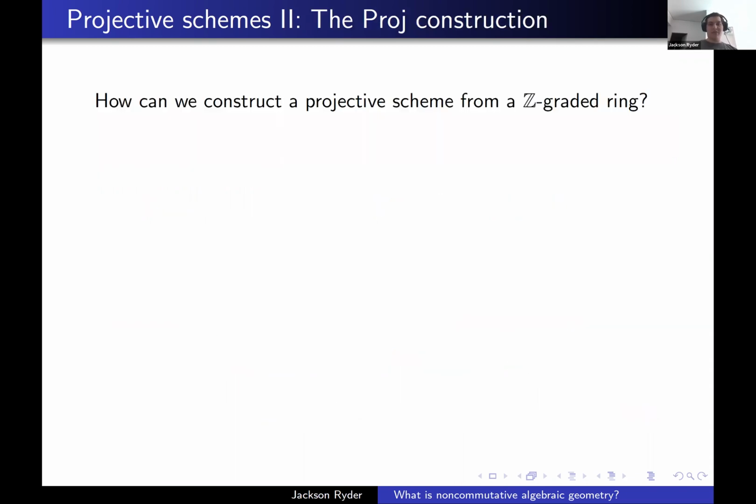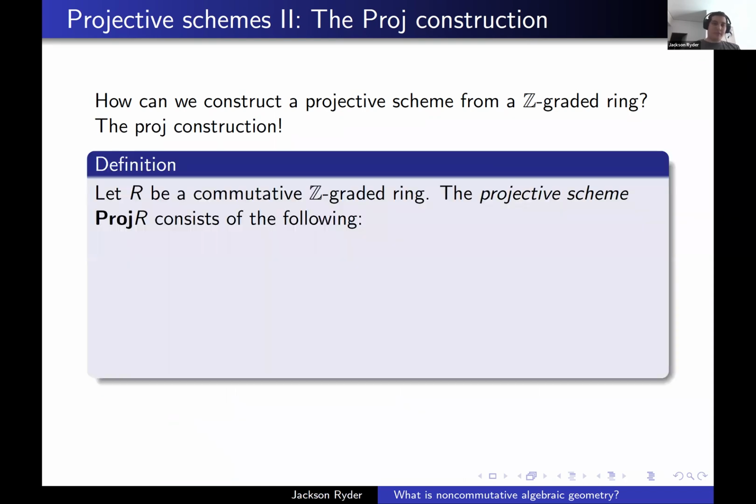So now this leads us to work with these Z-graded rings. And we want to know, can we do something like the Spec functor that we had before, assigning a projective scheme to a graded ring? This is what we call the Proj construction. So we take our commutative Z-graded ring R and we construct a projective scheme, Proj R. It consists of the following.